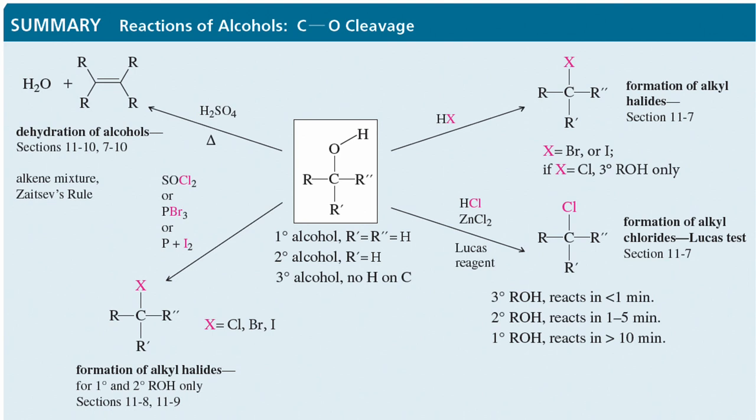And finally, if we turn the OH into a good leaving group with H2SO4 and we heat it up, then we can promote an elimination reaction where water becomes the base and it removes a beta hydrogen, and we have an E1-type elimination reaction. So we generally get the Zaitsev product from this reaction.